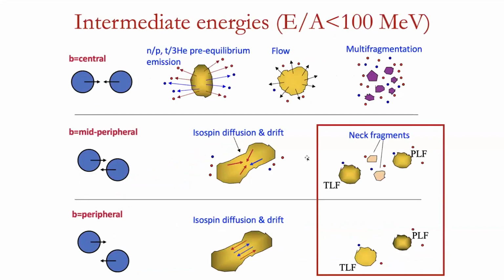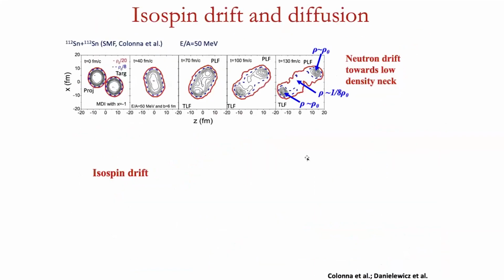Now I want to show you another phenomenon that is studied very extensively in heavy ion collisions. This is what happens not in central collisions, but in more peripheral events. And that's what has been called isospin drift and diffusion. So now you have a collision not at zero impact parameter. And this is again a simulation with the same model, with the SMF model. With a non-zero impact parameter, you have the formation of this region that is like a neck connecting the two nuclei. And this neck is characterized by low densities as compared to the regions that are remainders of the initial projectile and the initial target.